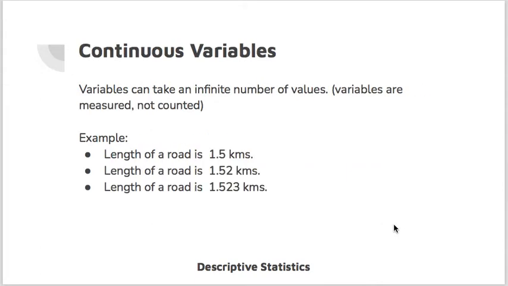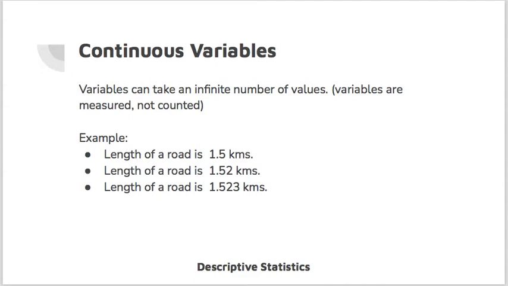And the continuous variables can take an infinite number of values. Variables are measured, not counted. We can measure the variables but not count them. For example, the length of a road: 1.5 kilometers, 1.52 kilometers and 1.523 kilometers, and it keeps on going. One more example is the weight of a person. The weight can be measured, but not counted.